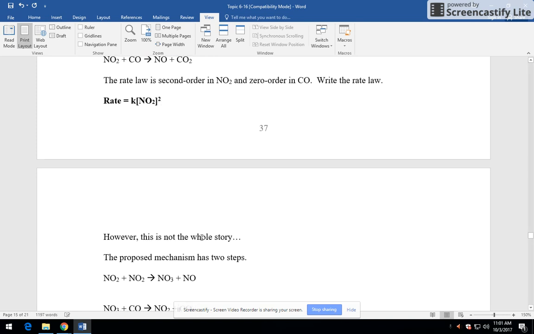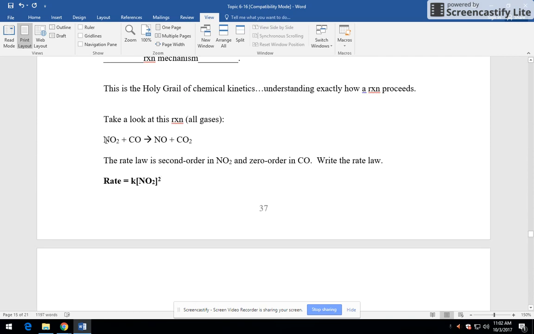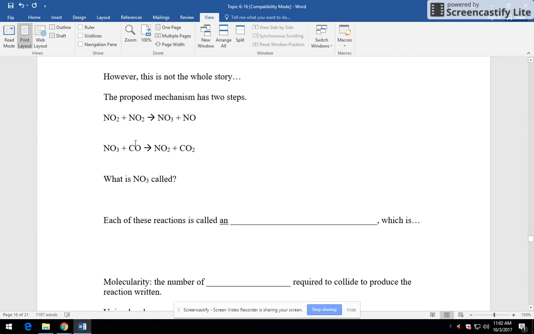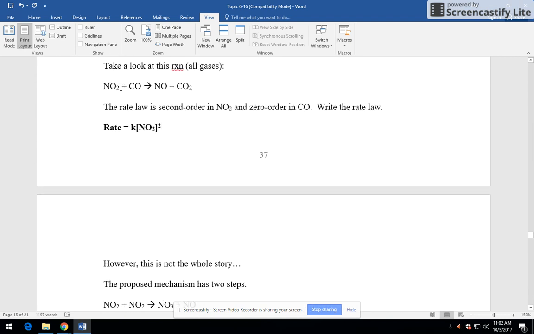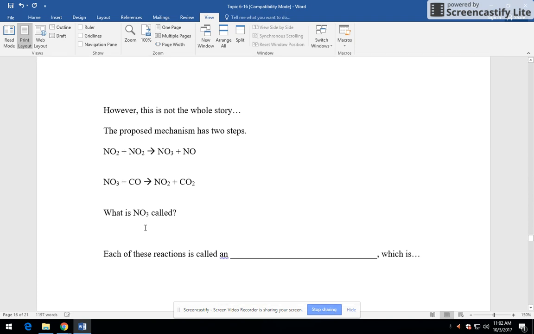So go to page 38. What I'm going to tell you is that this isn't the whole story. I'm going to give you a proposed mechanism. This is the overall reaction, but the proposed mechanism has 2 steps. First, a couple of NO2 molecules collide, making NO3 and NO. And then an NO3 finds a CO, and that makes NO2 and CO2. So notice the NO3, which is not in the overall reaction, shows up here being produced and then used up in a reaction. So what is that called?